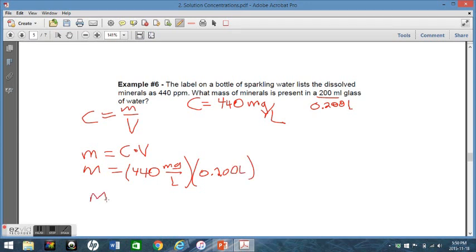My mass then is equal to, my calculator out, 440 multiplied by 0.2, and I have 88. That's got to be the 3 significant digits, so 88.0 milligrams.